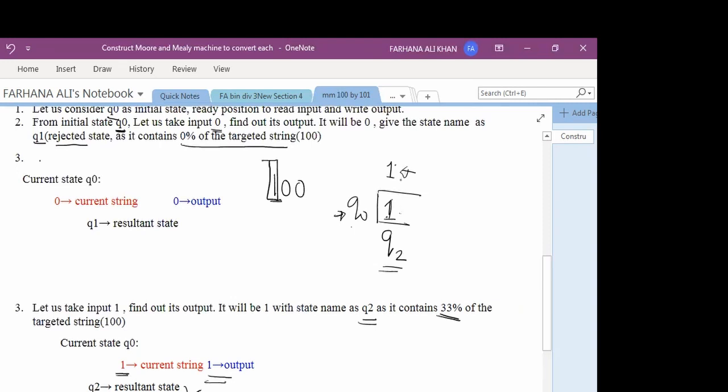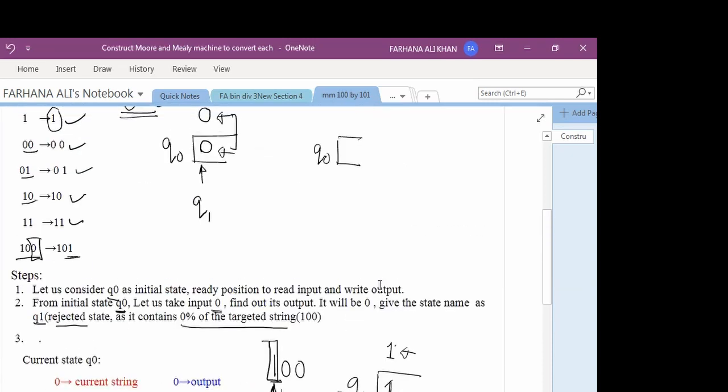That was the case in string 0, but here this string 1 contains some portion of the targeted string. Let us say that it contains 33% of the targeted state. That's why we are giving this condition a new name, which is called Q2. Now we are having two states.